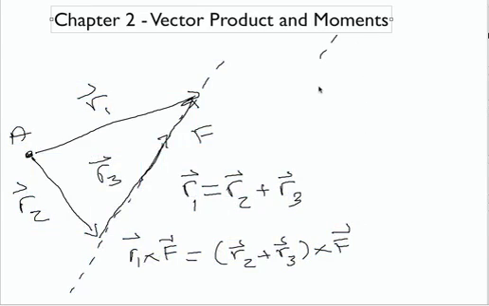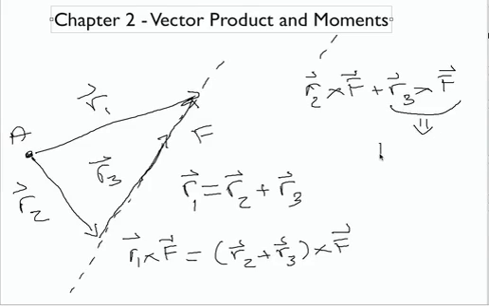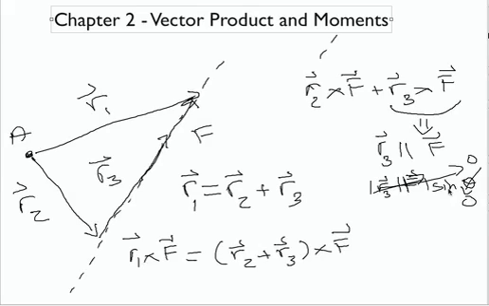So we can write R2 cross F plus R3 cross F. Let's look at R3. R3 is parallel to F, and if we think about the magnitude, R3 F sine theta, the angle there is 0. So this whole thing becomes 0 because sine of 0 is 0, and so R3 cross F is 0.